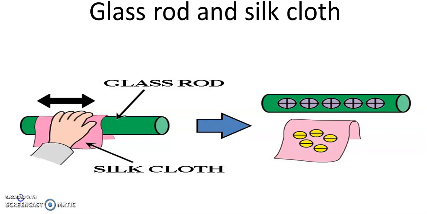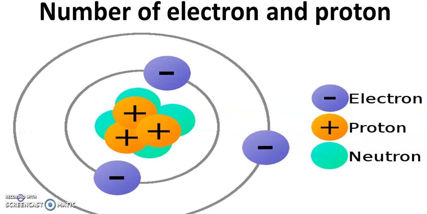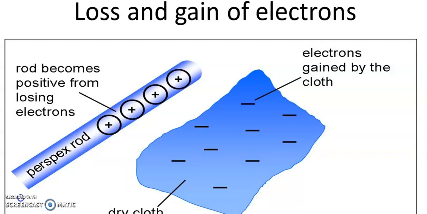So glass rod also becomes charged when rubbed with a suitable material. Now let us discuss in detail how an object acquires positive charge and how an object acquires negative charge. We know that the number of electrons in an atom is equal to the number of protons. That is why it is said to be electrically neutral. But when this electrically neutral object is rubbed with any surface, sometimes it may lose electrons or sometimes it may gain electrons. So how does an object acquire positive charge?